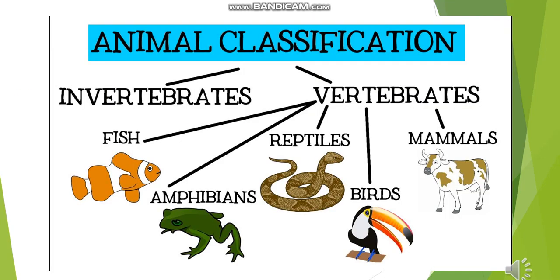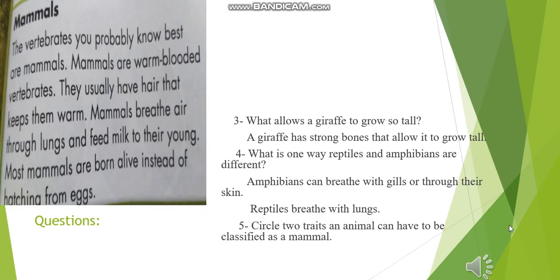This is a concept map about animal classification. Invertebrates and vertebrates. And you can see we have 5 groups of vertebrates. The fish, amphibians, reptiles, birds, mammals. Correction of the questions at pages 162-163.